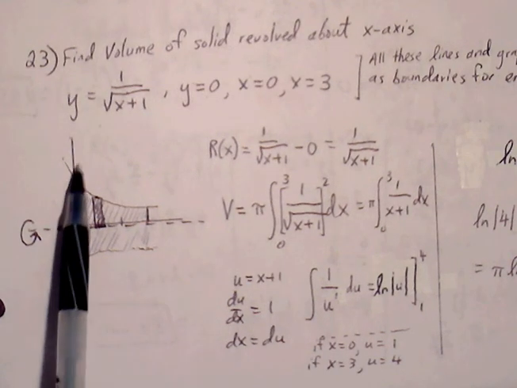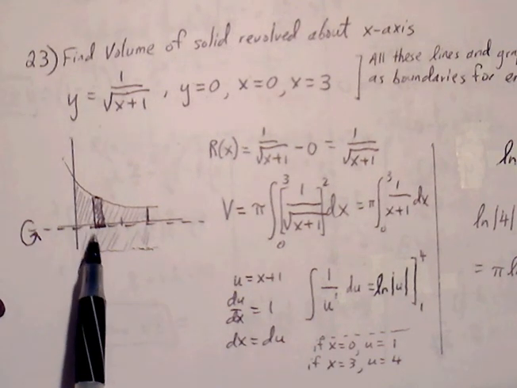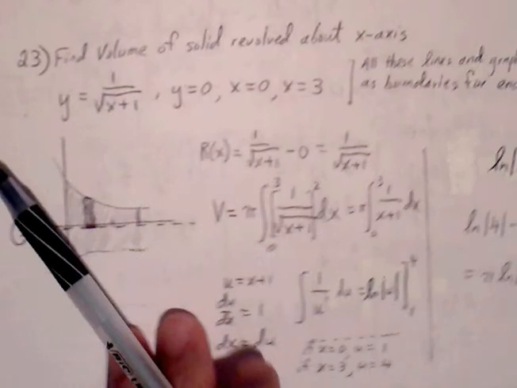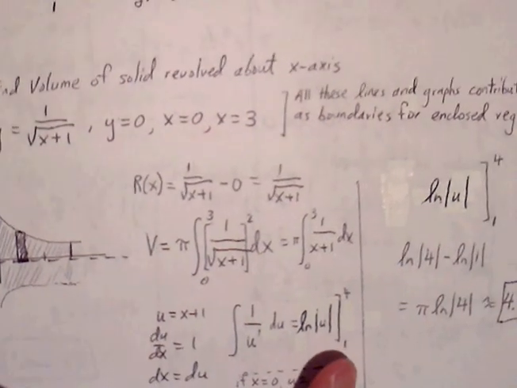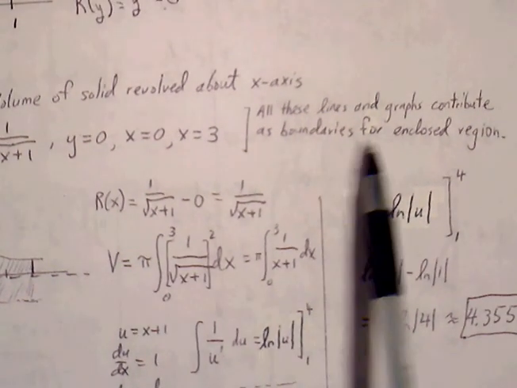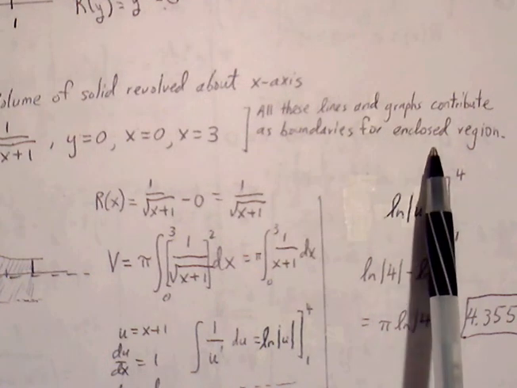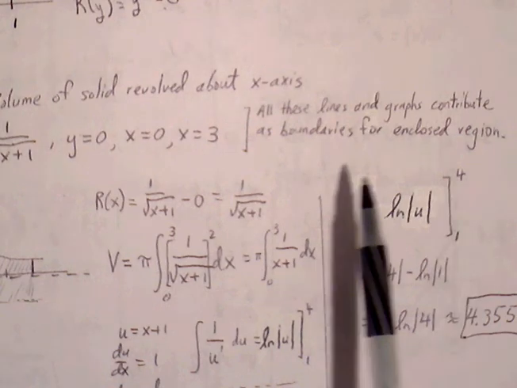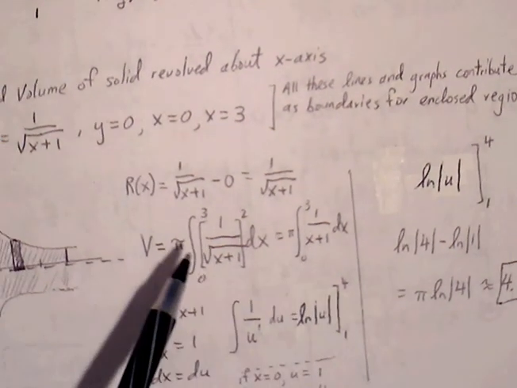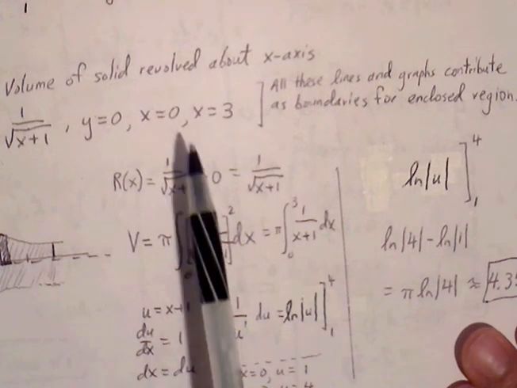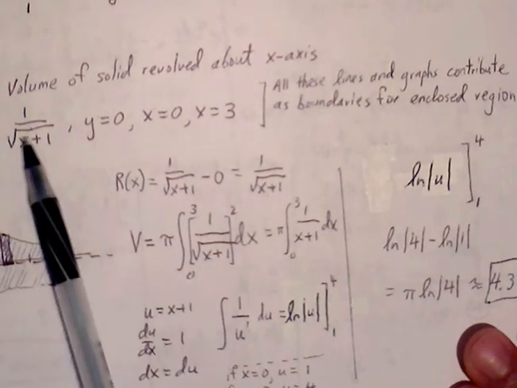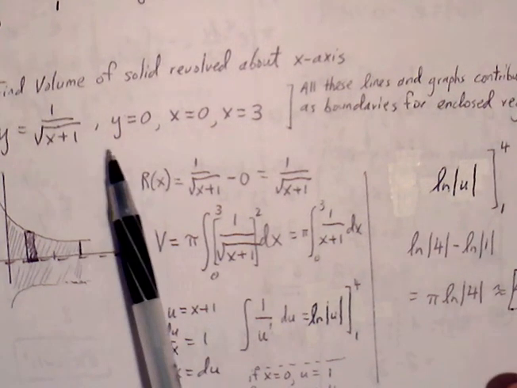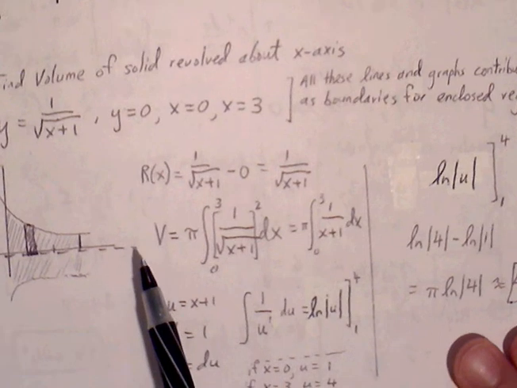X equals 0, that is the y-axis. And x equals 3, given by this vertical line here. I just want to stress this again, all these lines and graphs have to contribute as boundaries for the enclosed region. Okay? Sometimes the challenge is deciding where the enclosed region is. So once you shade your region, make sure that these lines and graphs contribute as boundaries for your shaded region.